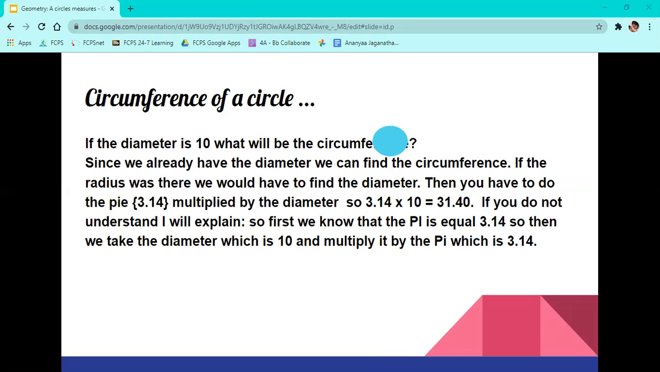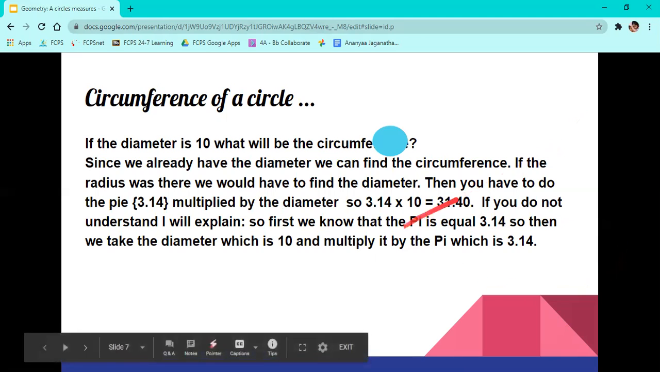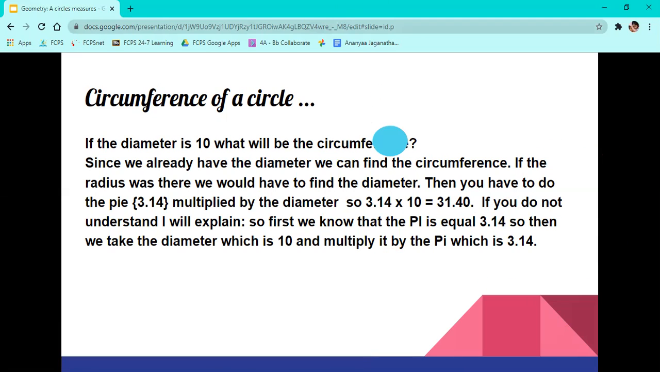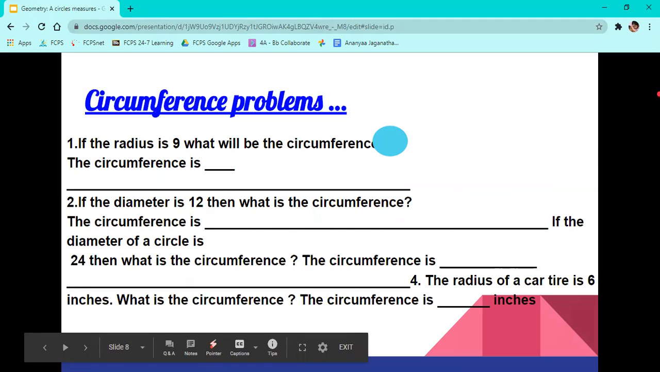So now we're going to do circumference problems. Next slide, please. Thank you. Okay, next slide.